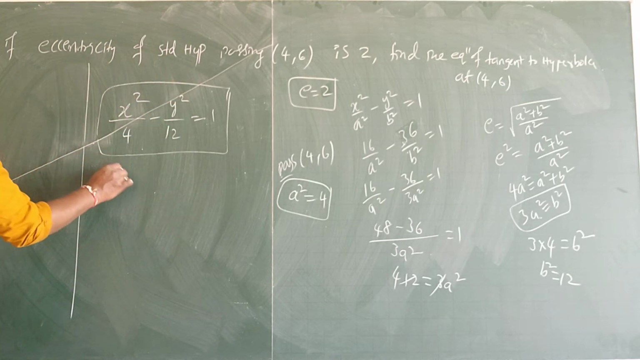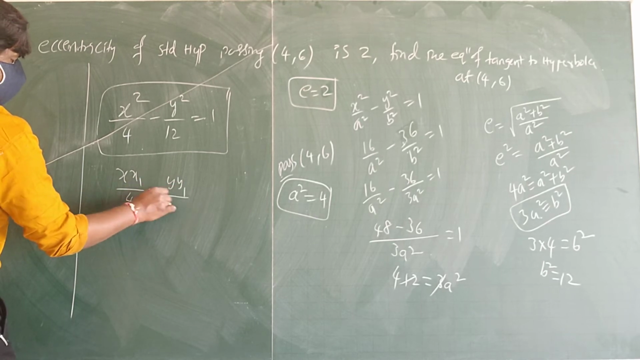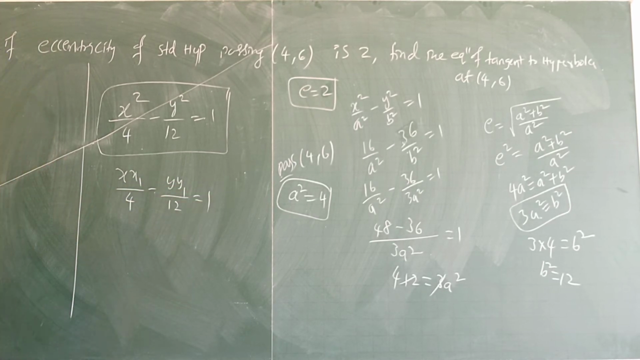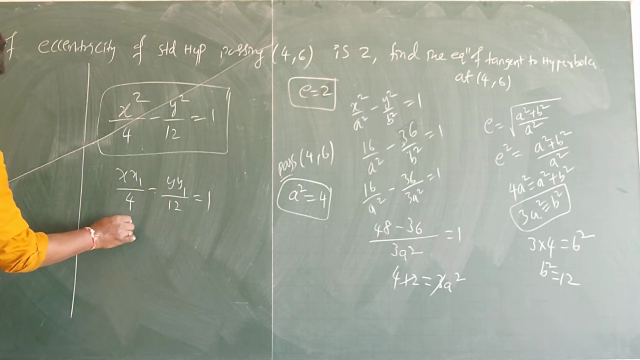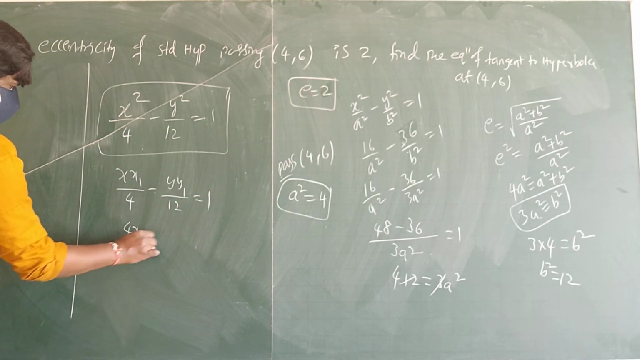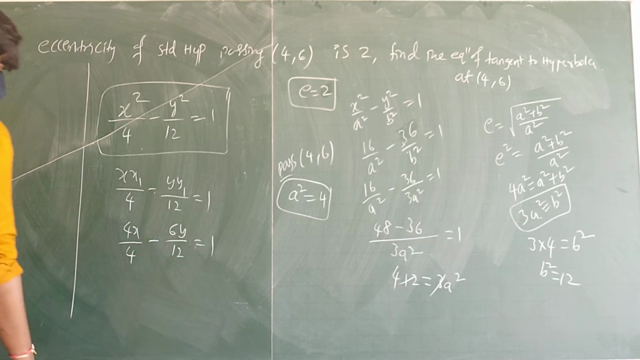So what is the formula? xx1 by 4 minus yy1 by 12 is equal to 1. This is the equation of the tangent. x square replaces xx1, y square replaces yy1. Here x1 is 4, y1 is 6. So 4x by 4 minus 6y by 12 is equal to 1.